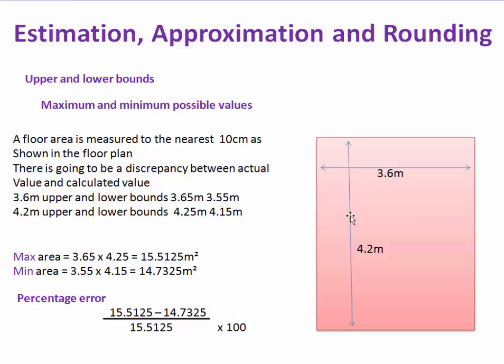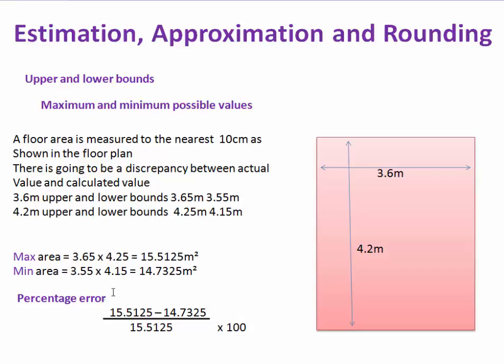And then again for this 4.2 meters, the upper bound is 4.2 plus 0.05, which gives us 4.25, and 4.2 minus 0.05 is 4.15. So we've got the upper and lower bounds, and then the maximum area is given by these two maximum values multiplied together, and the minimum area is given by these two minimum values multiplied together.